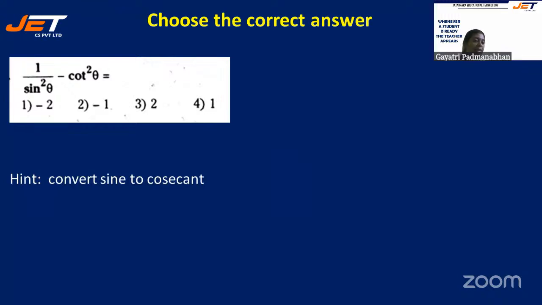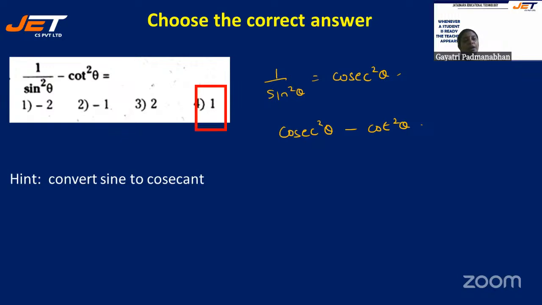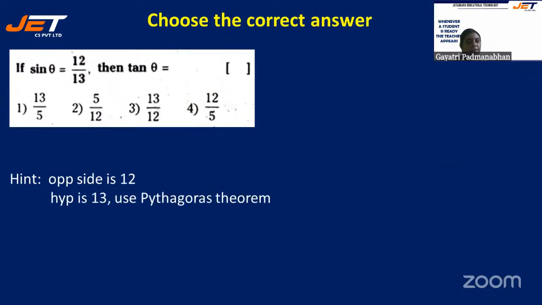We have 1 by sine square theta minus cos square theta is dash. What is 1 by sine square theta? It is cosecant square theta, isn't it? So these identities we should know. What is 1 by sine square theta? This is nothing but cosecant square theta. So cosecant square theta minus cos square theta. Right? So here you should see cosecant square theta minus cos square theta is nothing but 1. Alright? Yes. See the next question.